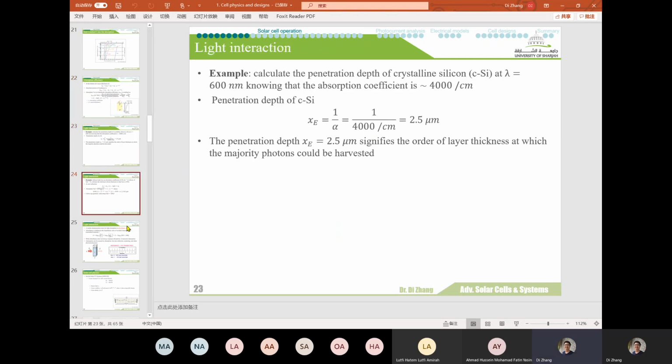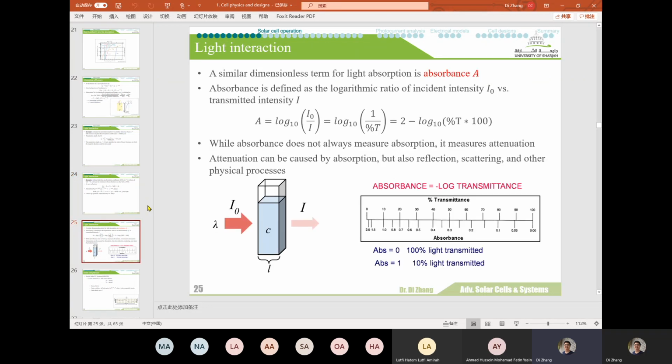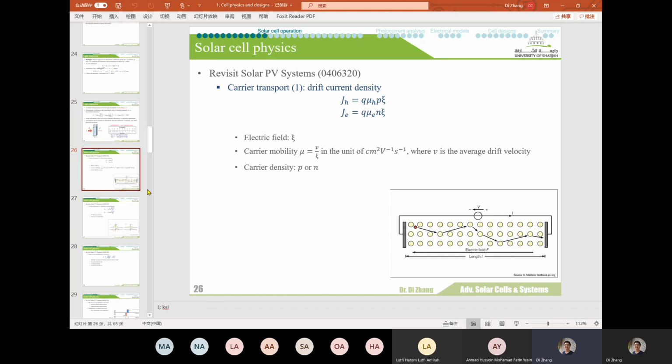This is the penetration depth. The absorbance, you need to understand. You need to know the equation, obviously. It's not difficult. Basically we're talking about the log. You just have to remember that this is the log ratio of the inverse of the transmission. So it is connected to what we learned before, and then we come to the p-n junction and the semiconductor physics.